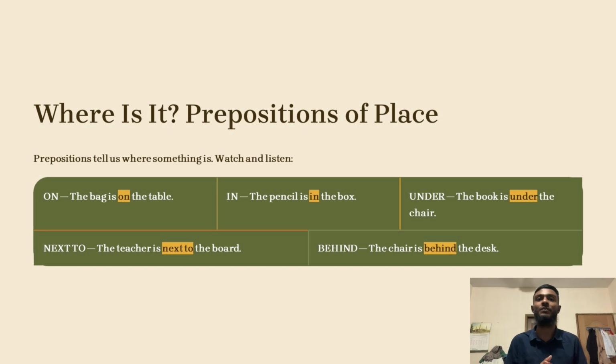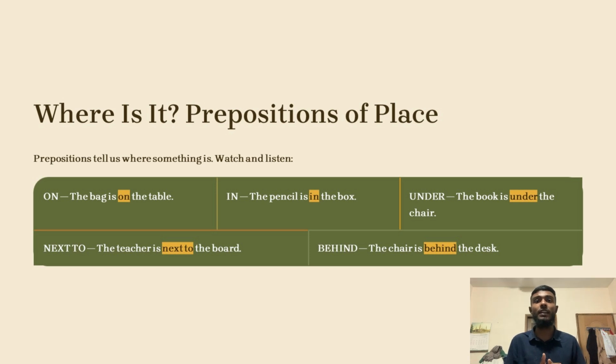Learning by seeing. So I explain that prepositions tell us where things are. Then I use real objects to demonstrate the meaning. I would say, this bag is on the table. The pencil is in the box. The book is under the chair. The teacher is next to the board. The chair is behind the desk.